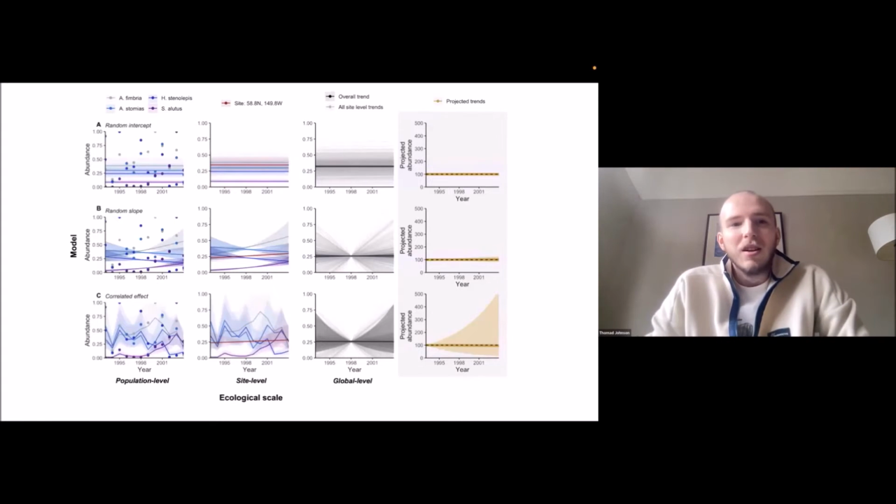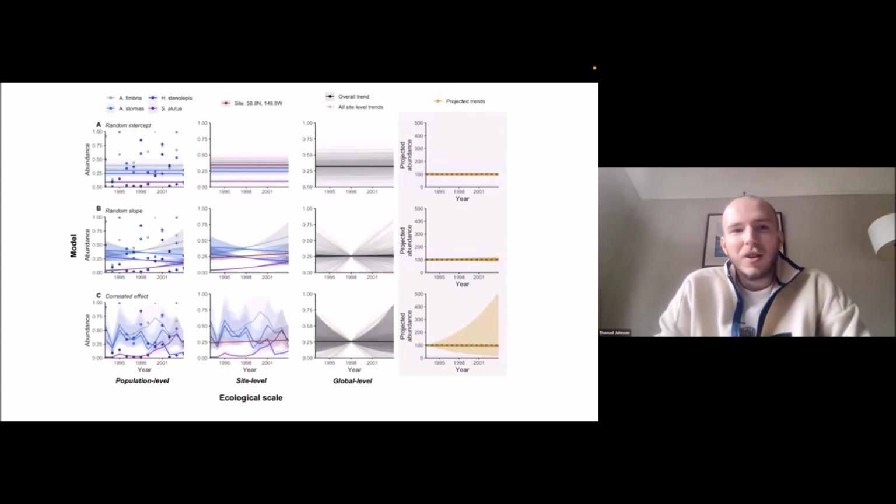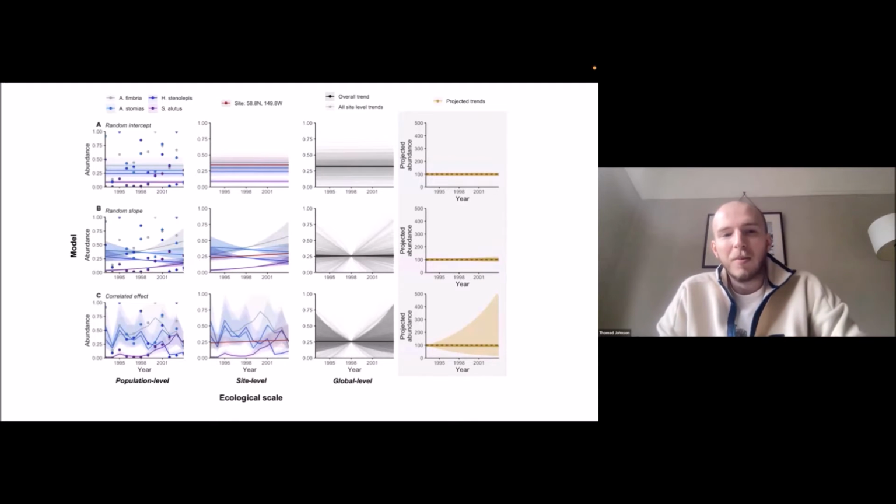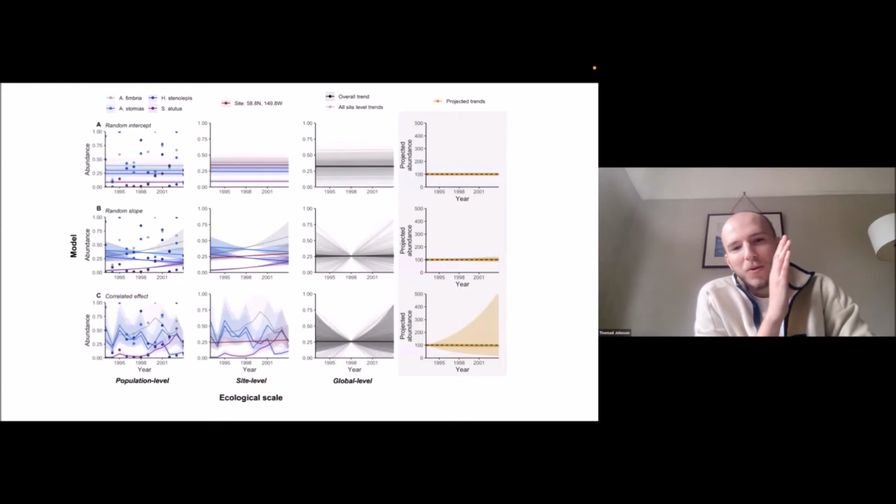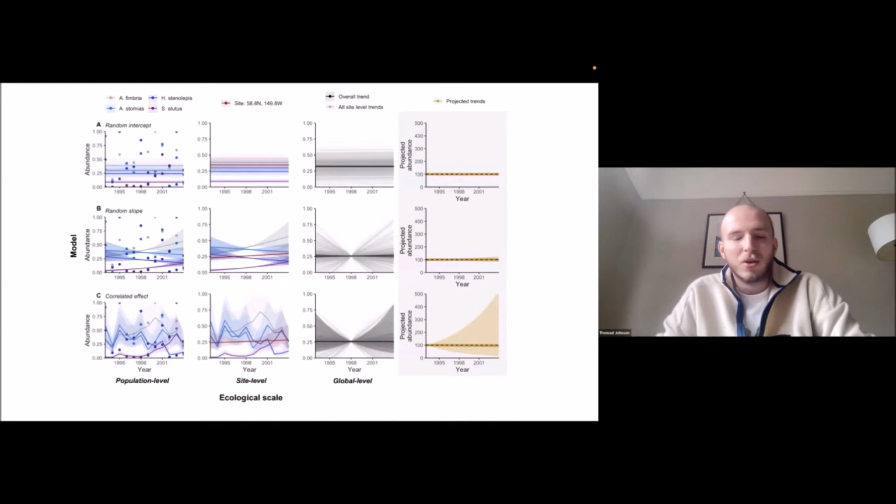So we've got the three different models on each of the different rows here. So random intercept, random slope, and then at the bottom, we've got the correlated effect. Then on the different columns, as we move from left to right, we've got an increasing ecological scale. So we've got population level on the left, site level in the middle, global level on the right. And let's just work through these.